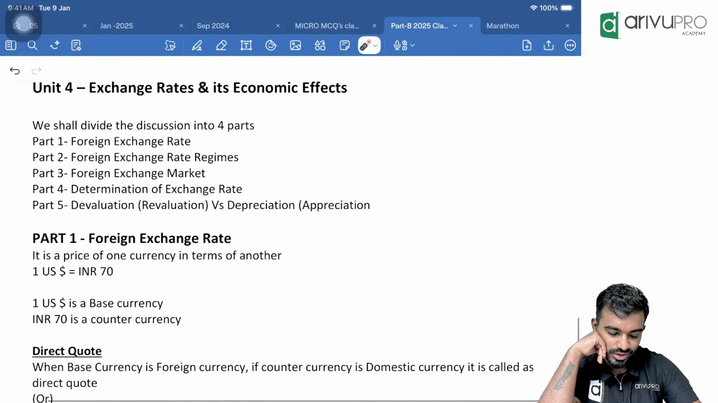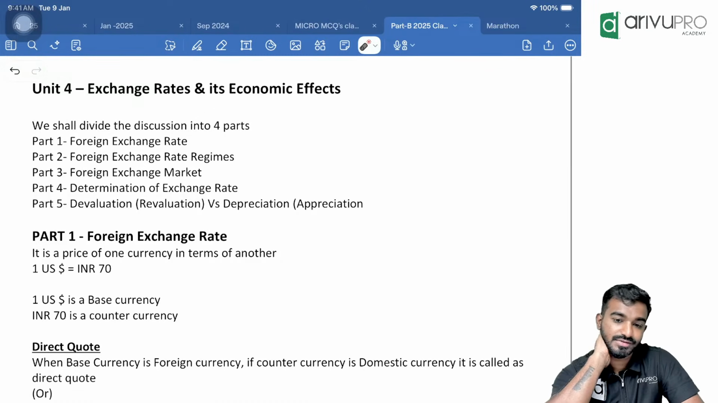So let's go to unit 4, one of the interesting units. Another 30 to 45 minutes will be needed; already 45 minutes are up. Unit number 4 is one of the interesting units where numerical problems will also come.